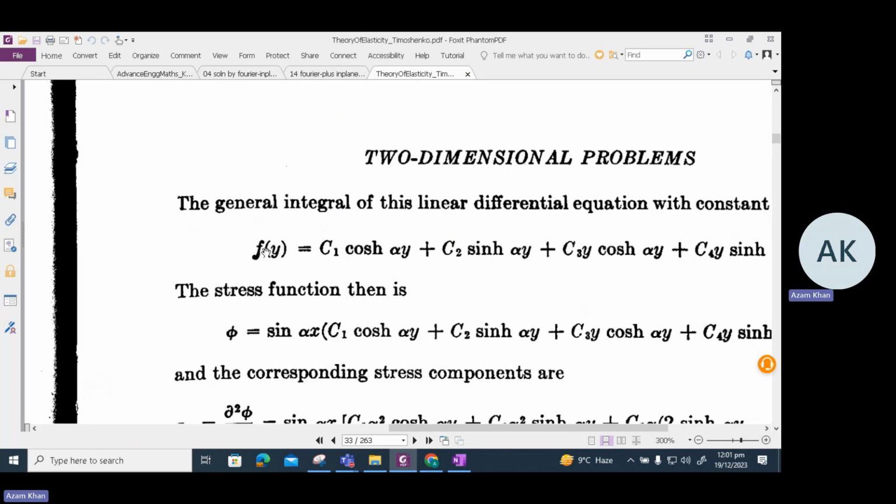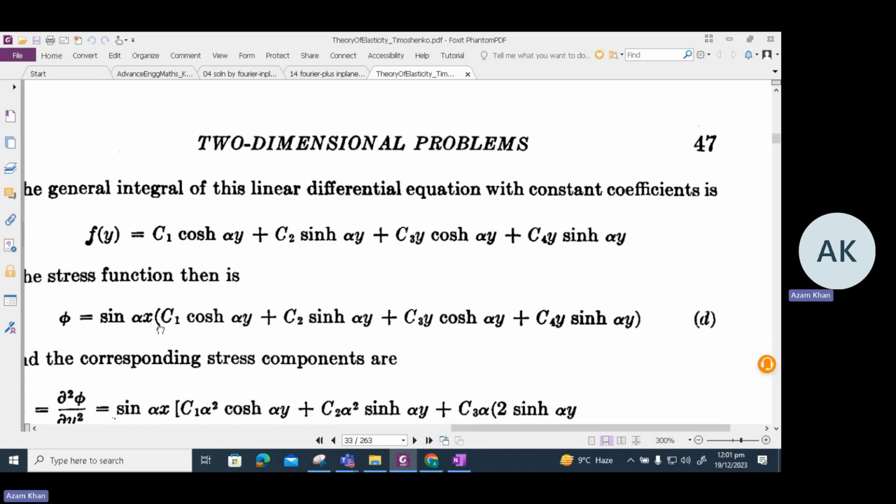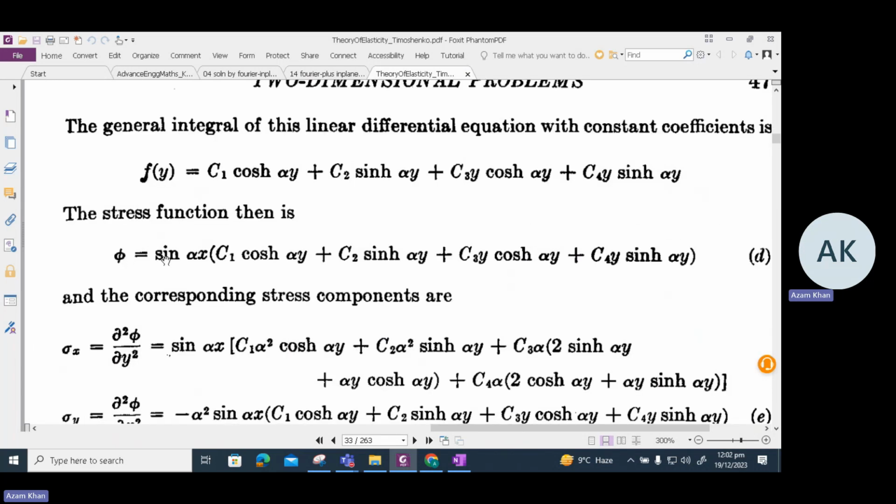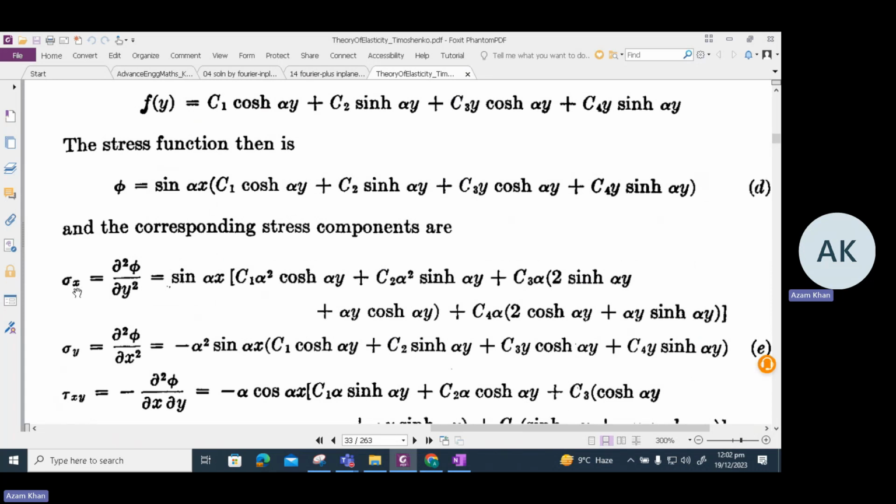We can plug the values of f(y) in our phi equation and we will get phi is equal to sine alpha x times small bracket c1 cosh alpha y plus c2 sinh alpha y plus c3 y cosh alpha y plus c4 y sinh alpha y. After finding out phi, we can use Airy stress function to get our sigma x, sigma y, and tau xy. In this example, we are using xy coordinate system rather than x1, x2.